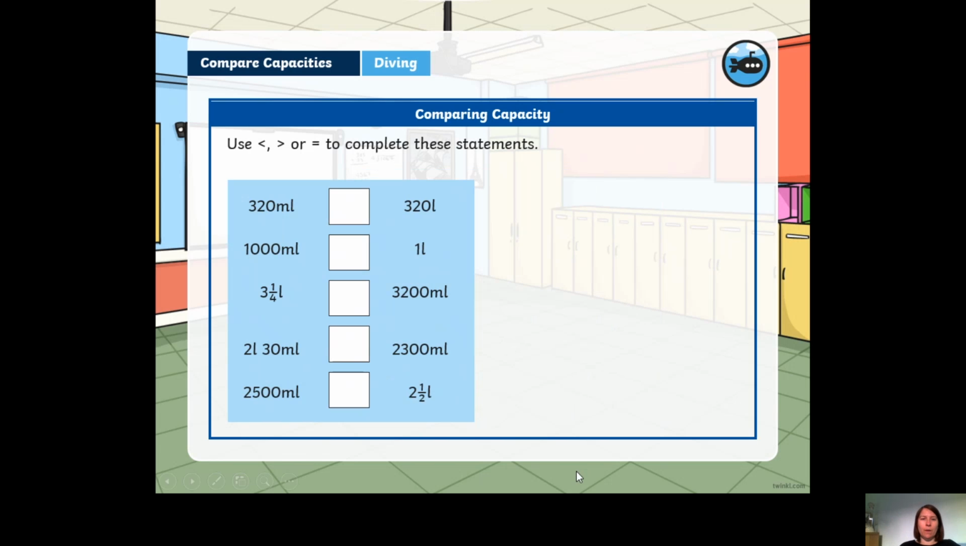Let's have a look. So the first one, nice and easy, because obviously millilitres are less than litres. That is a lot of water, 320 litres. And if you look at the next one, those are the same. Okay, that's equal to. So then we've got 3.25.